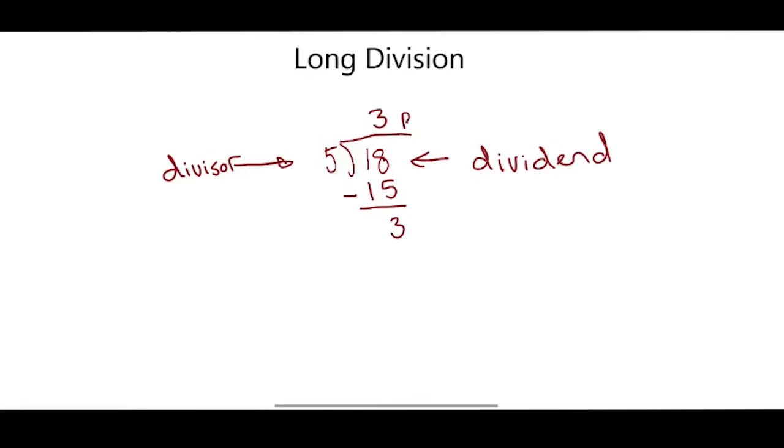Now I subtract. 18 minus 15 is 3. So I can say R3 because this part is called the remainder. And this 3 here is called the quotient. Remember these names so you'll know what we're talking about as we go forward. Quotient, divisor, remainder, and dividend.